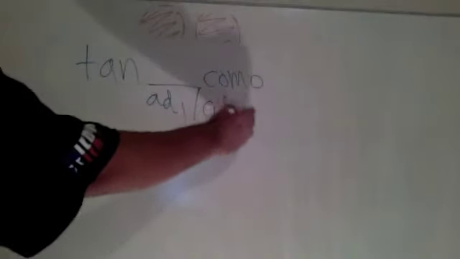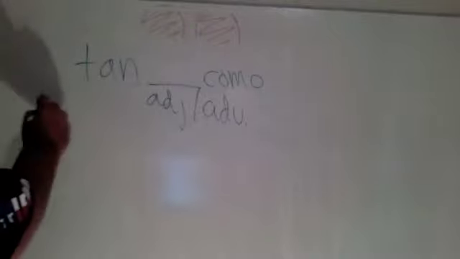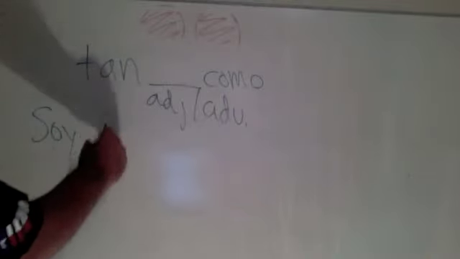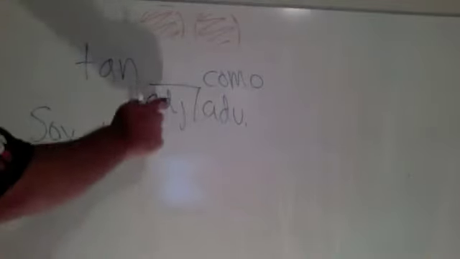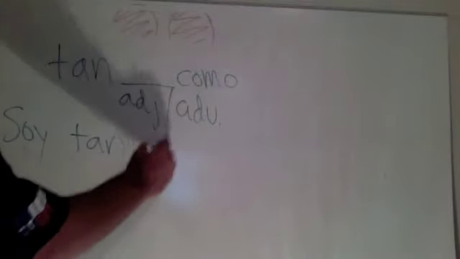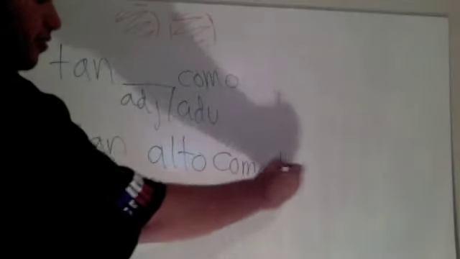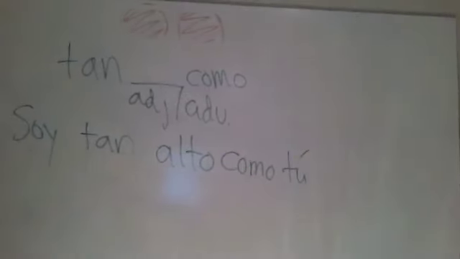All right, and the last thing you can use it with is "tan blank como." In this spot can go an adjective or an adverb. For example, I am as tall as you. We are the same height. I am as tall as you. Soy tan. This doesn't change for anything. What's the word for tall? Alto, or alta if you're a girl. Alto como tú. Soy tan alto como tú.